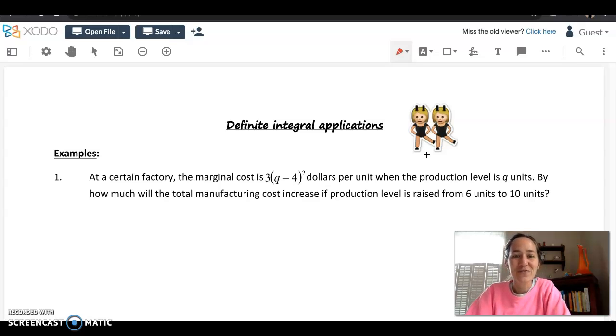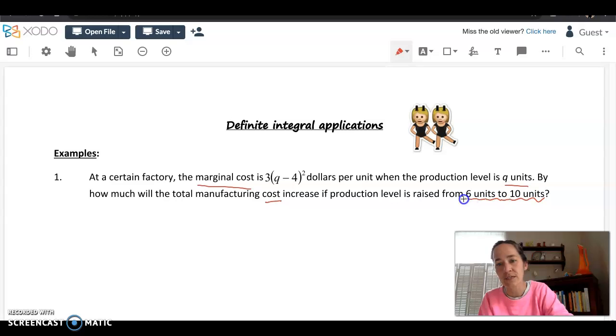Example one, at a certain factory, marginal cost, I want to underline that marginal cost is this expression, 3 times (Q minus 4) squared. What is Q? Production level is Q units, how many units they're producing. By how much will the total manufacturing cost increase? So how much is the cost going to go up by if production level is raised from 6 to 10 units?